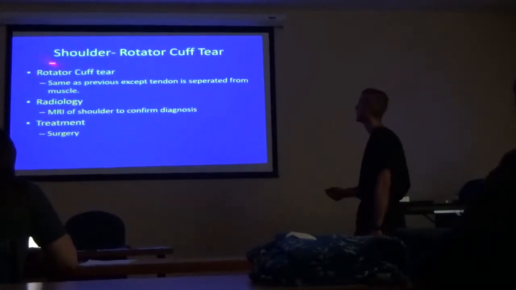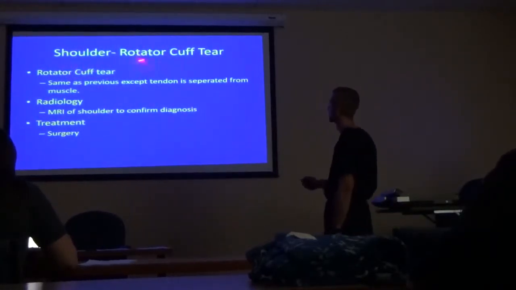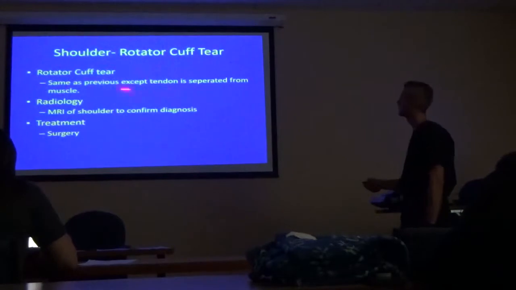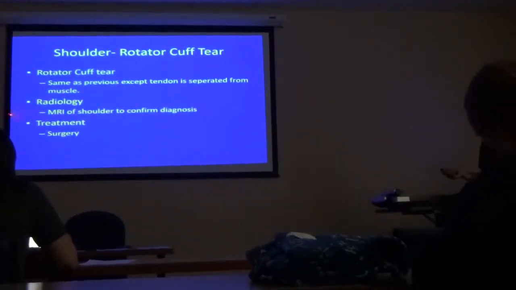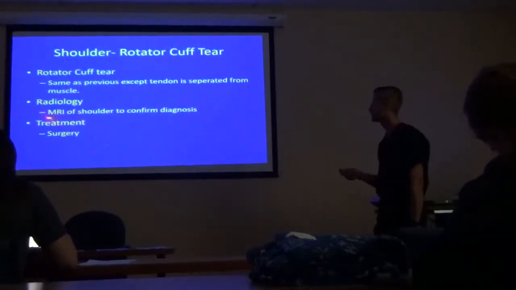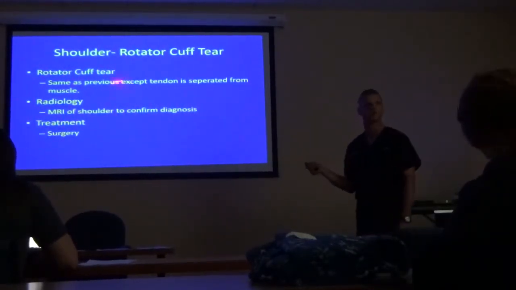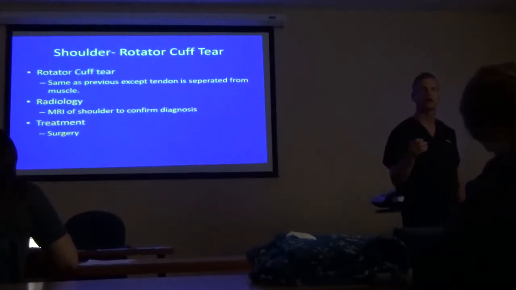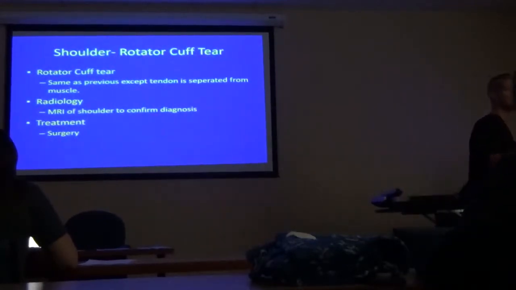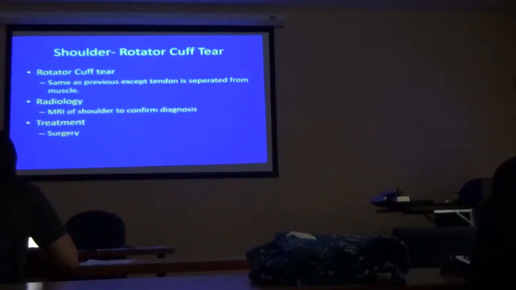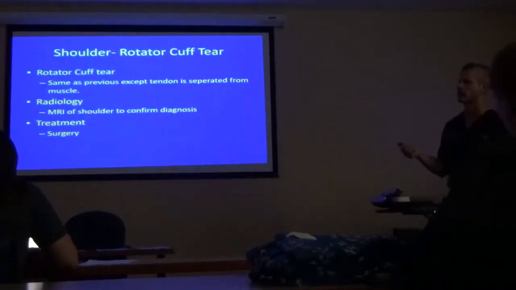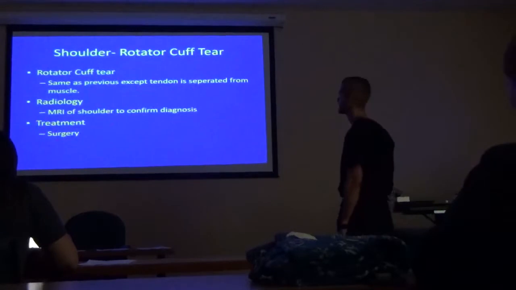Okay, rotator cuff tear. So, pretty much same as the previous, except the tendon is separated from the muscle, right? MRI of the shoulder to confirm diagnosis. So, same special tests, right? That's why they're not necessarily specific for tear versus tendonitis versus whatever problem you have there. That's why ultimately you're just going to need to get an MRI of that shoulder to show where the tear is, where the lesion is, and how severe it is.